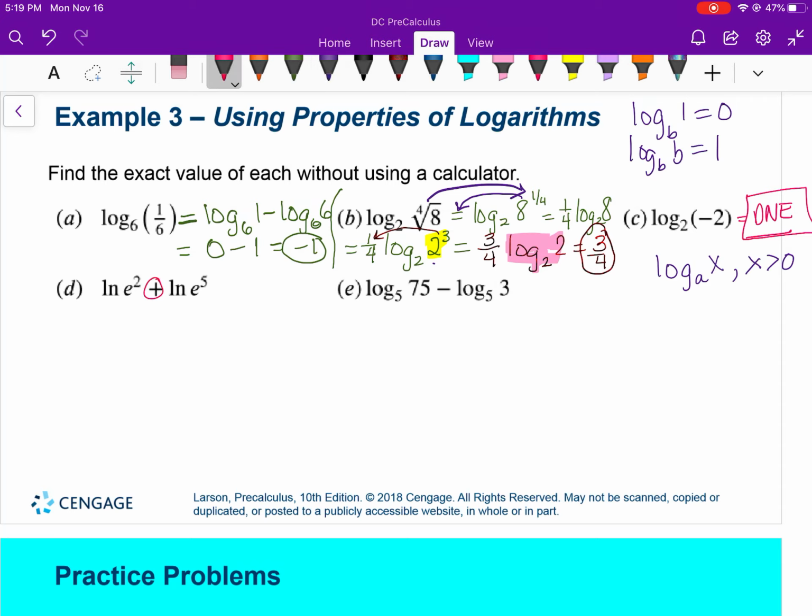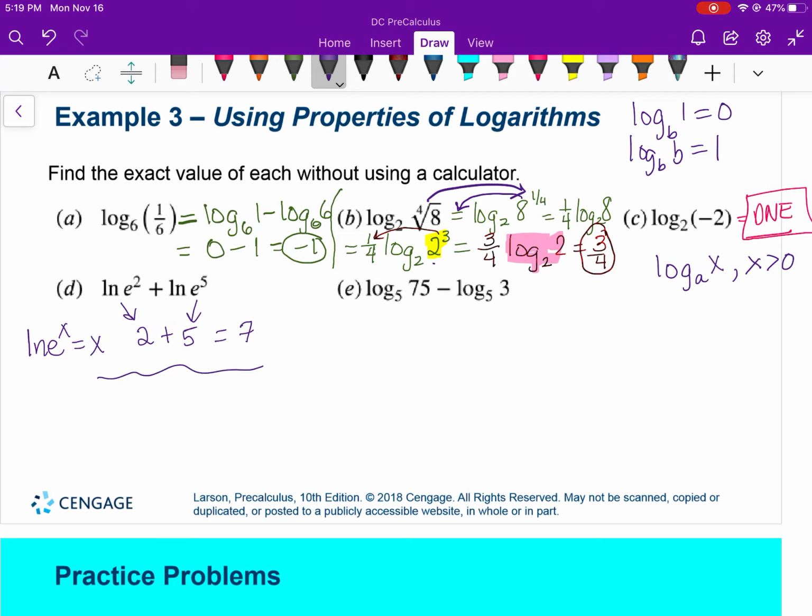This addition means I'm going to go back to subtraction. Actually, I just said that all wrong. It means I can go back to multiplication, but there's actually an easier way on this one. On lesson 4.2, you learned that the ln of e to the x is x. So I can just apply that here. The ln of e squared is 2. The ln of e to the fifth is 5, and so that's got to be 7.